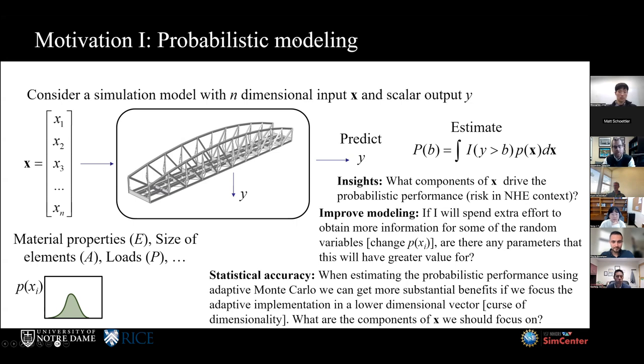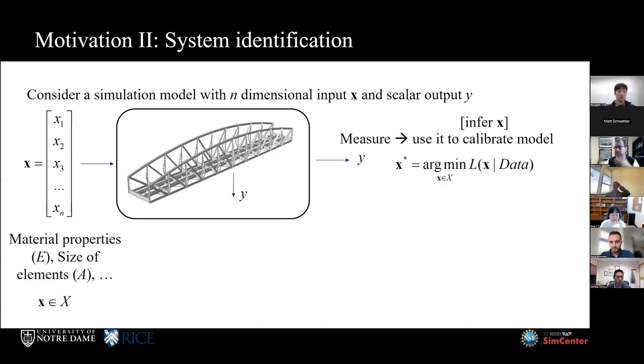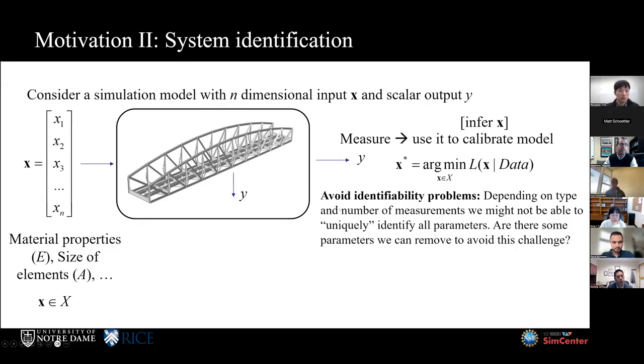So that's a probabilistic modeling example. Now we're going to convert it to system identification. In this case, I measure the loads, I measure the displacements, and I'm trying to infer some material properties, sizes of elements. You can be doing this with least squares or Bayesian updating, it really doesn't matter. This is a problem where sometimes you have an identifiability issue, where your information is not enough to identify all the parameters. So you might be asking the question, can I remove some parameters because really they're not critical?